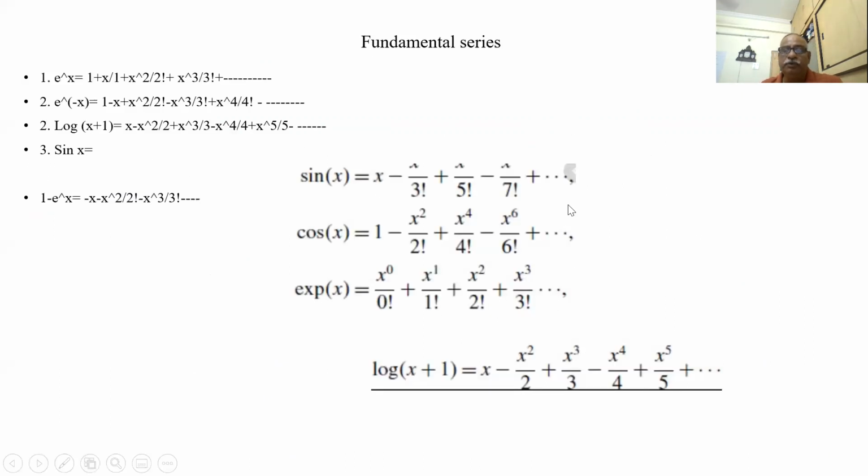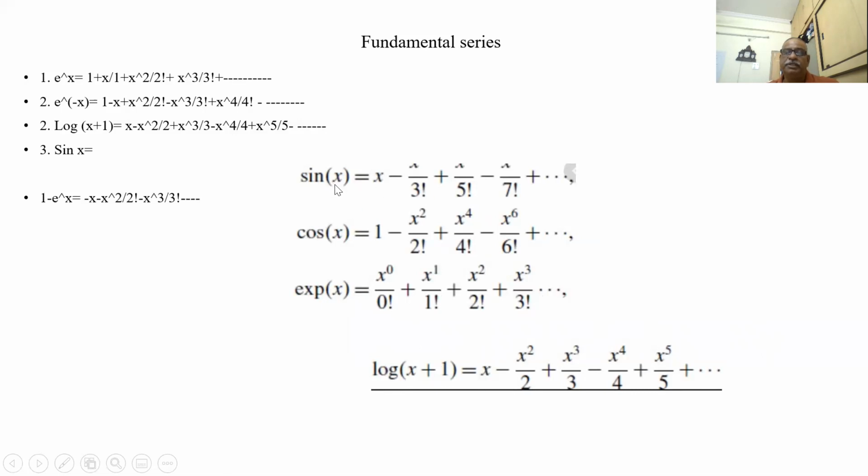Before going to chapters, let us have a fundamental series revision. We know what sin x is: x minus x cubed by 3 factorial plus x to the power 5 by 5 factorial minus x to the power 7 by 7 factorial, like that. What is cos x? 1 minus x square by 2 factorial plus x to the power 4 by 4 factorial minus x to the power 6 by 6 factorial, like that. What is e to the power of x? 1 plus x by 1 factorial plus x square by 2 factorial plus x cubed by 3 factorial. What is log of 1 plus x? x minus x square by 2 plus x cubed by 3 minus x to the power 4 by 4 plus x to the power 5 by 5. These are the fundamental expansion series.